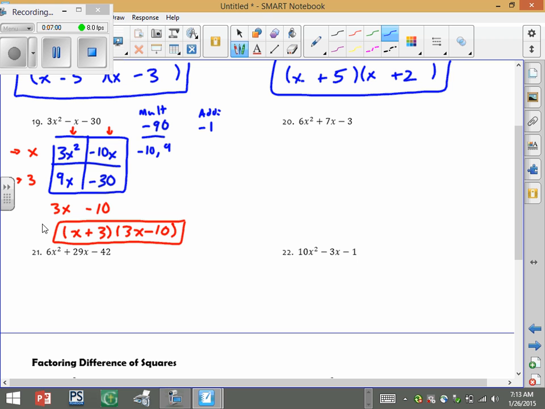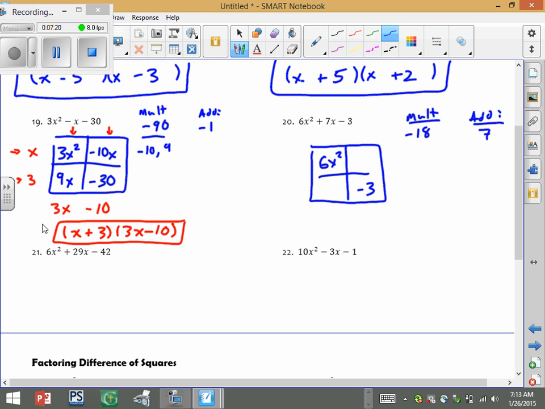Do one more box method here to make sure that we're okay. So we end up putting 6x squared here, negative 3, so multiply those together, you get negative 18, so they need to multiply to be negative 18, add up to be 7. So if I'm thinking right, I believe that would be negative 2 and 9. So you have negative 2x, you have 9x. So let's pull GCFs. Both of these have a 3x. There's nothing in common here, so we got to pull a 1. And since we started with a negative, minus 1.